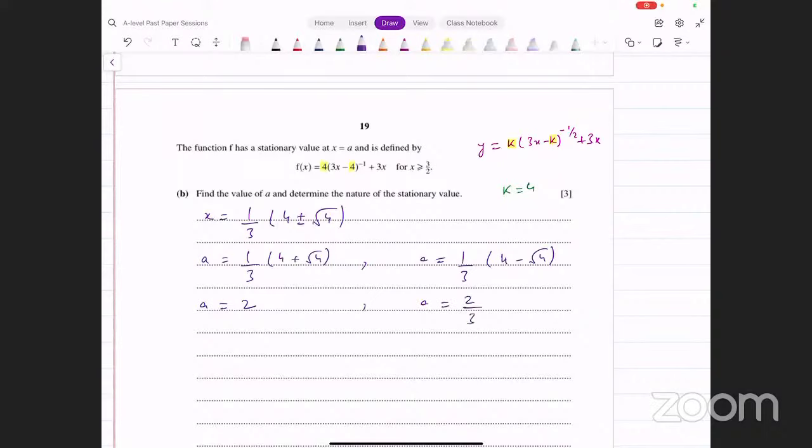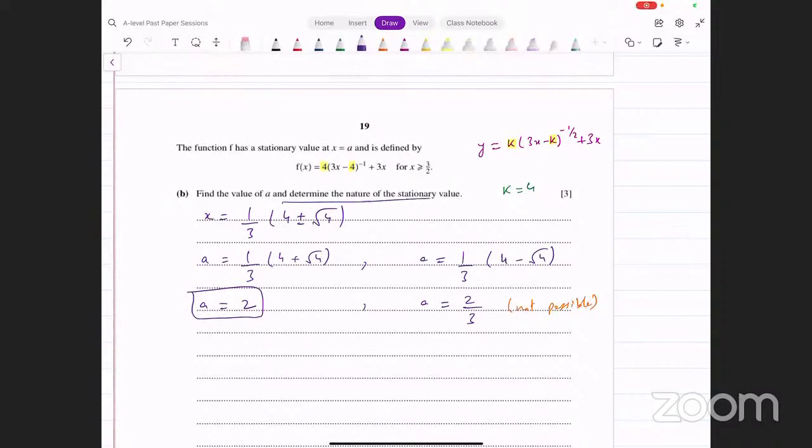Actually, now we are given a domain here. X should be greater than or equal to 3/2. 1.5 से बड़ा होना चाहिए. This is a smaller value. So we say this is not possible. ये possible नहीं है. ये नहीं हो सकता. So the value of a should be equal to 2. a की value plus 2 आ गई. That's one thing that we had to do here.